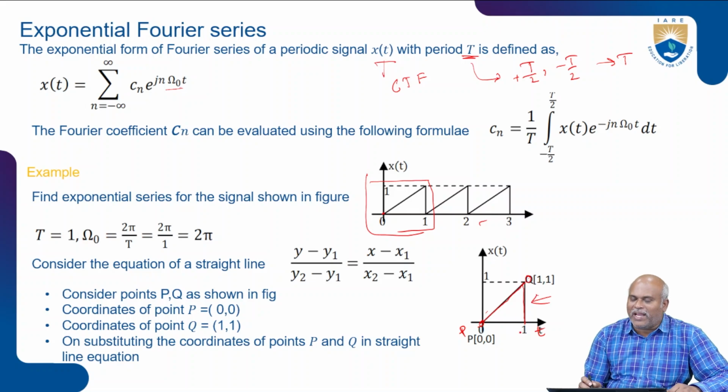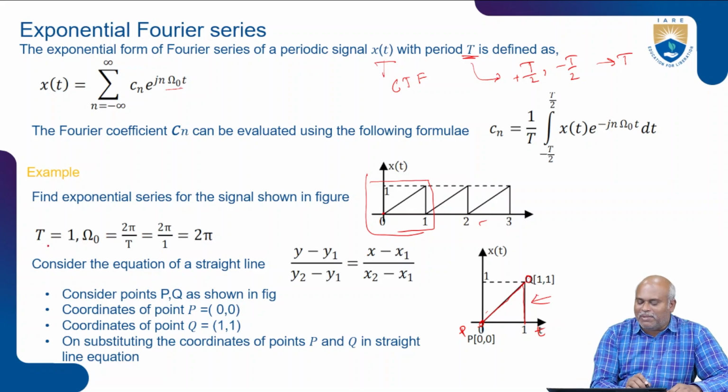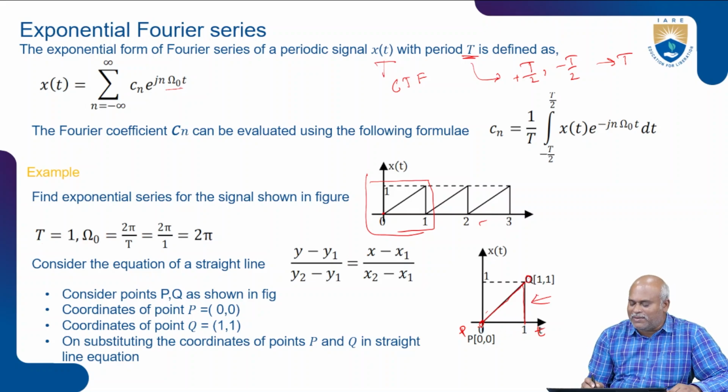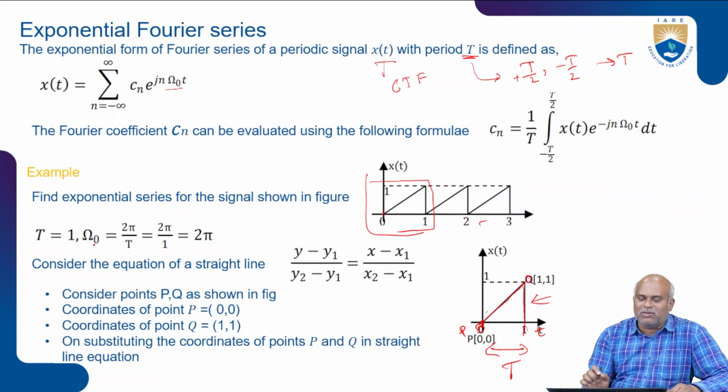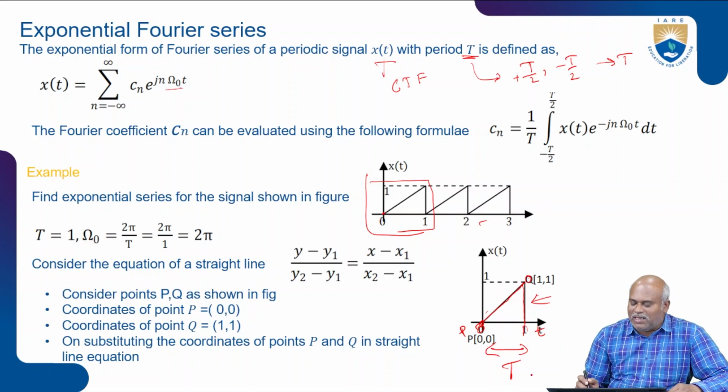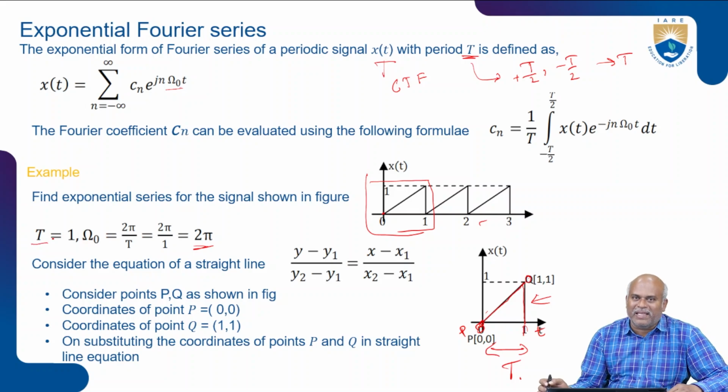Now we should find the period. The period capital letter T is equal to 1. Why? Because it happens from 0 to 1; this is 1T. Then omega 0, we know the formula, is 2 pi by capital letter T. T is 1, so I write 2 pi by 1, which is equal to 2 pi. So we know both T as well as omega 0.